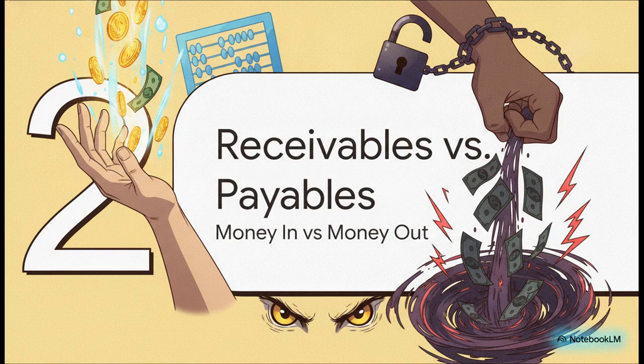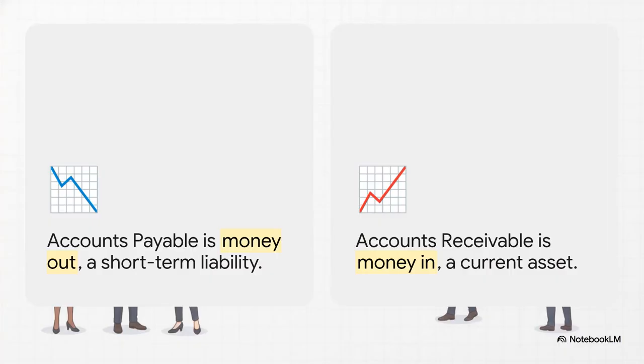Moving on to Section 2, receivables versus payables. So here is the fundamental divide. Accounts payable, or AP, is your money out. On the balance sheet, it's recorded as a short-term liability. It's the money you owe to suppliers for stuff you've already purchased. On the flip side, accounts receivable, or AR, is your money in. This is a current asset representing funds you fully expect from customers for work you've already delivered. Basically, one is an obligation and the other is a promise.